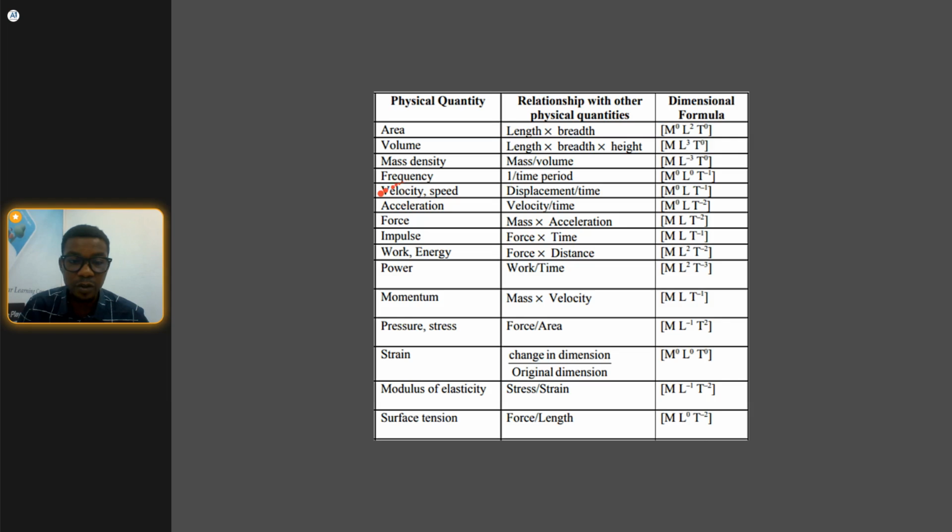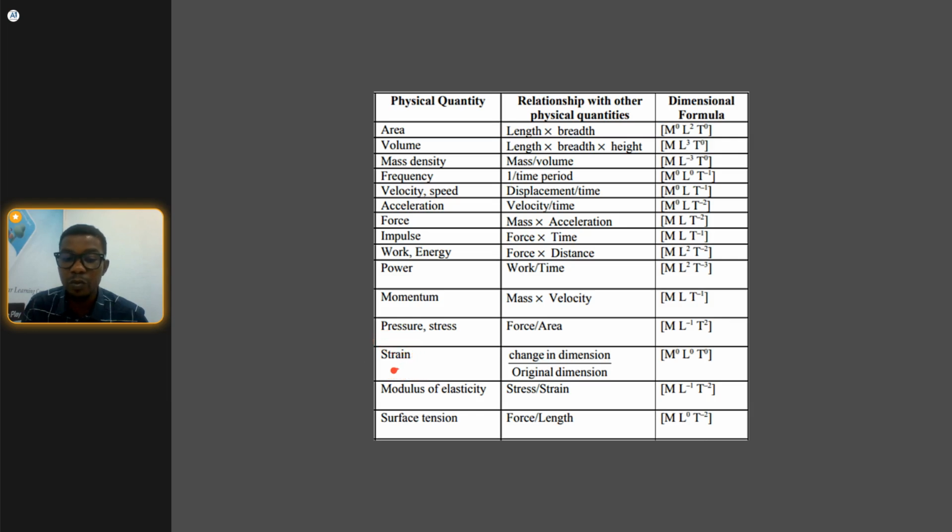We have acceleration, force, impulse. Work and energy also have the same dimension. We have power, which we have solved recently, momentum, pressure and stress, which also have the same dimension. So with these charts, you can be asked a question like, which of the following has the same dimension with pressure? That's a CBT question in UTME. You have options given to you, and stress will be included in your options.